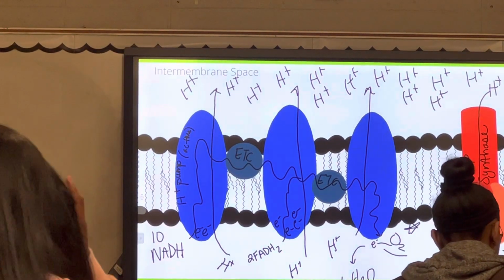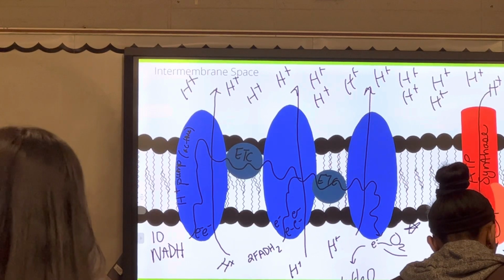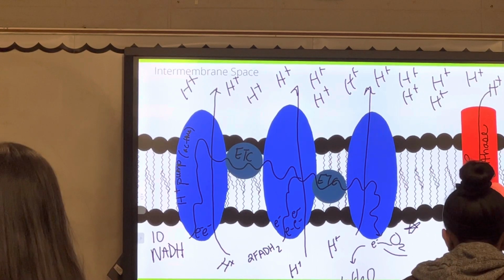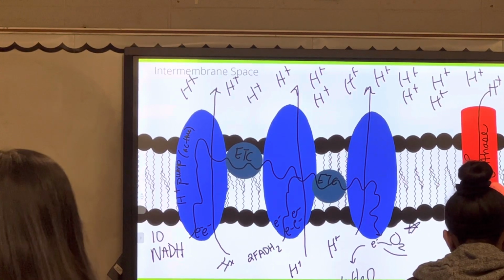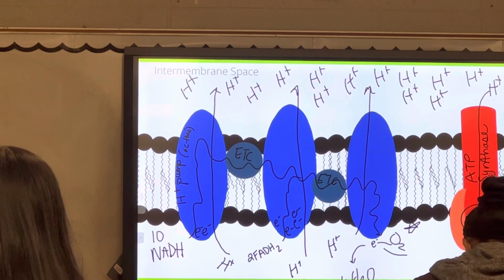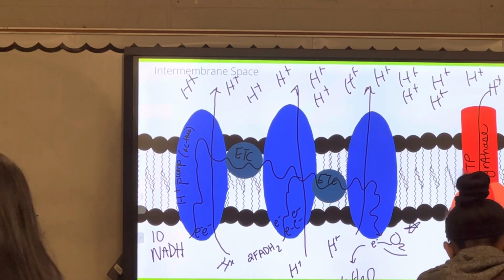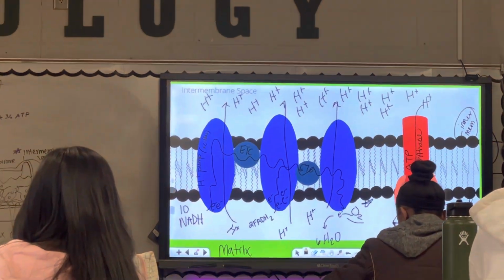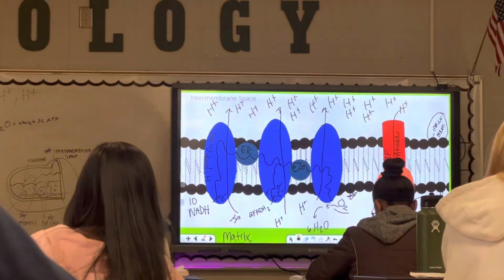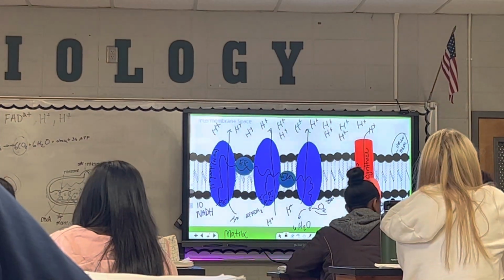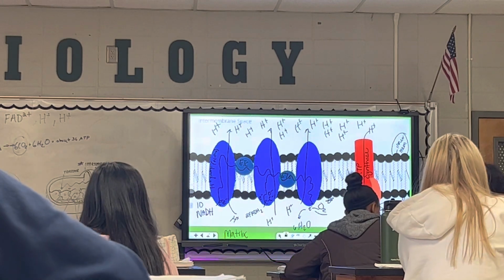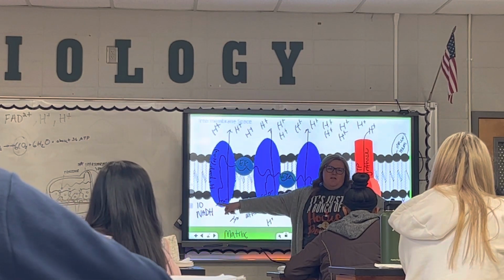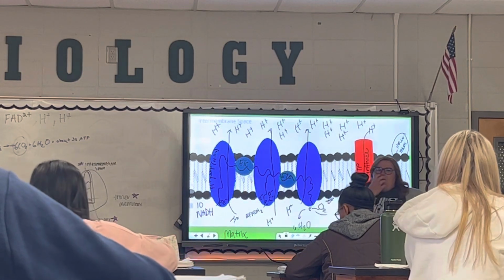All right, so 10 NADH drops off the electrons. First of all, where are we? The inner membrane. Thank you. Okay, so drops off electrons, got it. And the electrons go through the H plus pumps. They power the H plus concentration. The H plus goes through them, and they are in a high concentration at the top. And what type of electrons did you say? High energy. High energy. Okay, choose somebody.